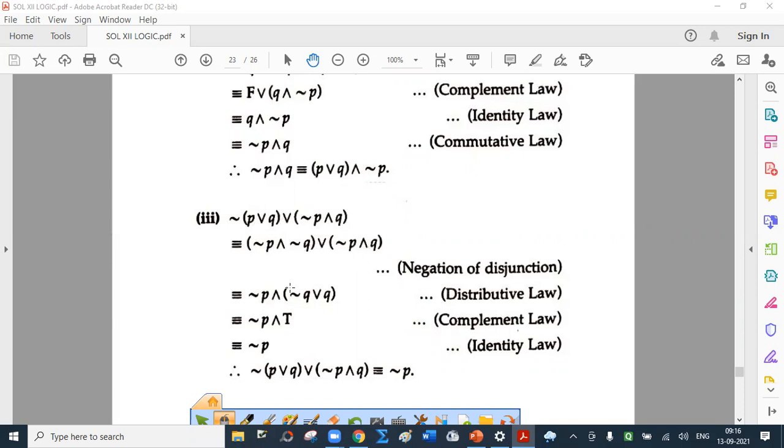So it is not P and (not Q or Q). Not Q or Q is definitely true, complement law. And what is not P and true? It is nothing but not P. Identity law.